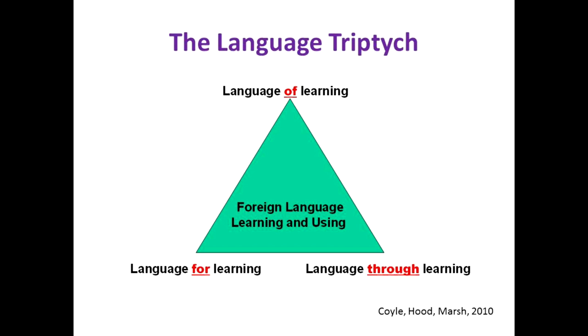Language for learning is the language learners need to process and operationalize their understanding in the classroom, such as how to work in a group or write a report. And language through learning is the language that emerges and is needed by individual learners to deepen and internalize their learning. New learning requires new language, determined by the learner, not the teacher.